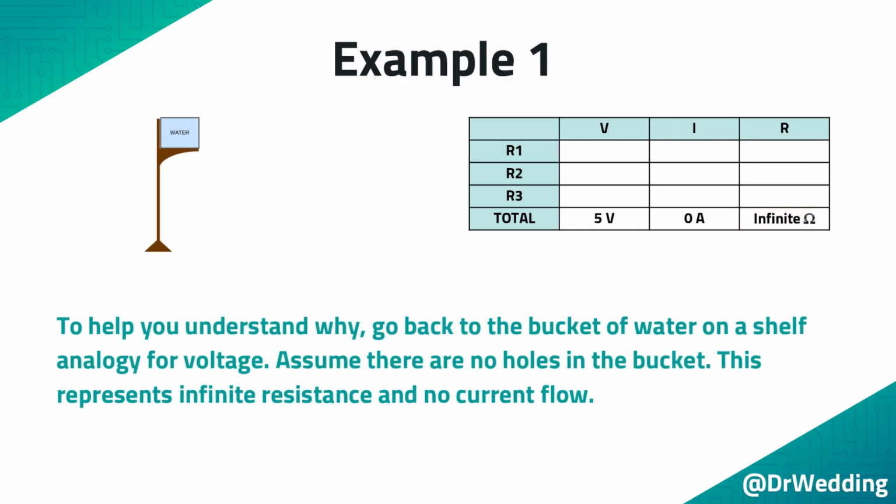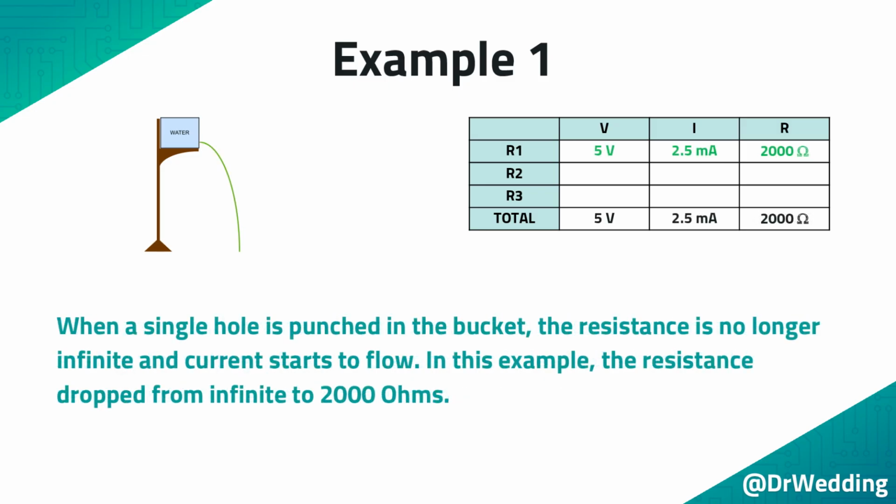To help you understand why, go back to the bucket of water on a shelf analogy for voltage. Assume there are no holes in the bucket. This represents infinite resistance and no current flow. When a single hole is punched in the bucket, the resistance is no longer infinite and current starts to flow. In this example, the resistance dropped from infinite to 2,000 ohms.